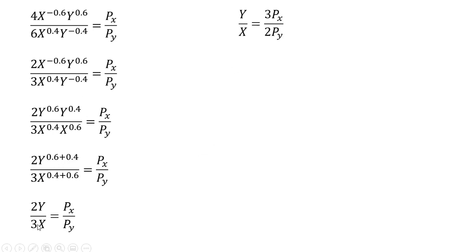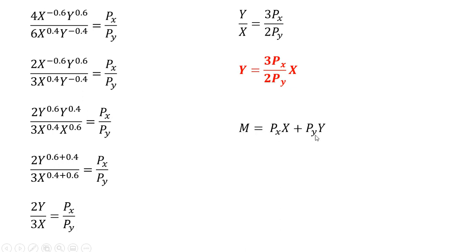Next step here is I'm going to multiply through by 3 halves, or 3 divided by 2. So multiplying both sides through by 3 divided by 2, we get the following. And then multiplying both sides through by X, we have this key result. I'm going to take this result and plug it into the budget constraint.